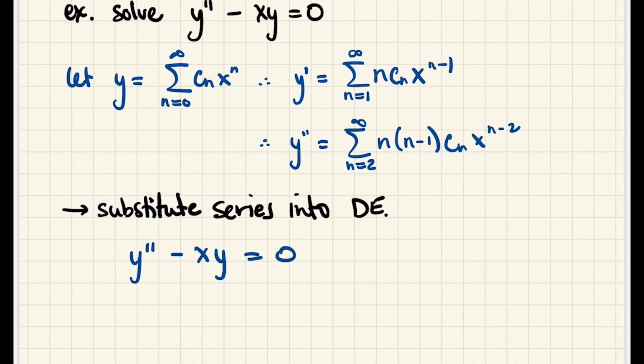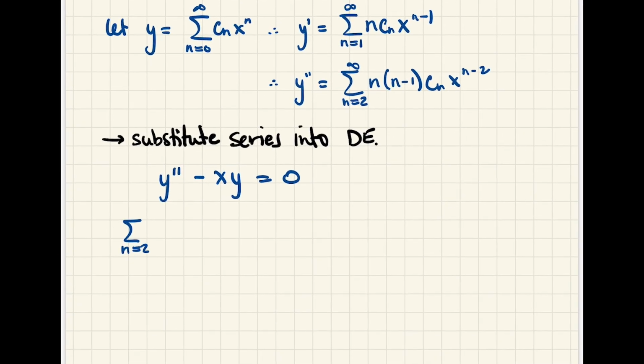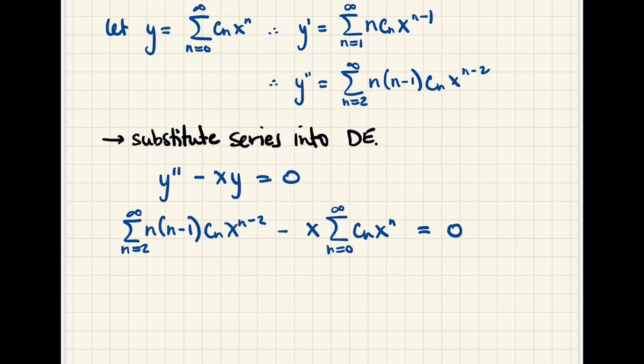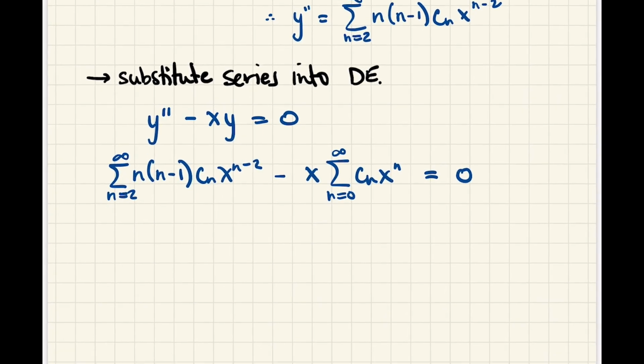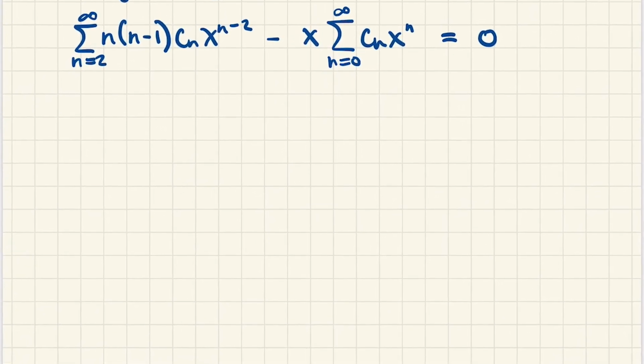So there's the differential equation, and y double prime is this lovely thing, and y is this thing. Okay, so we're going to play the same game we've been playing. We ultimately want to have this as just a single summation of stuff equals 0. So we have sort of two gates to get through.